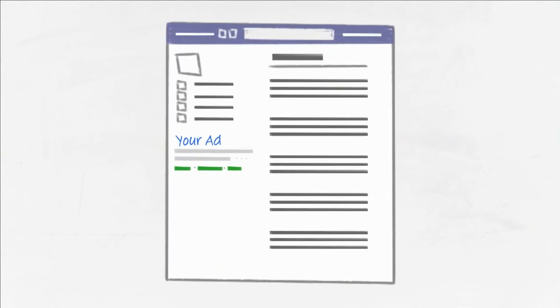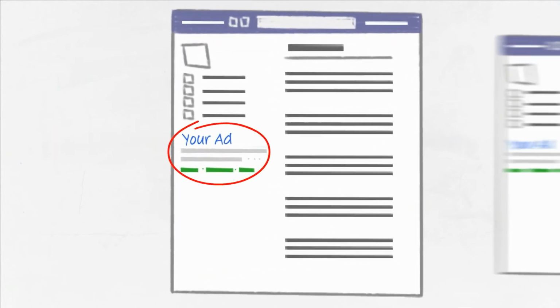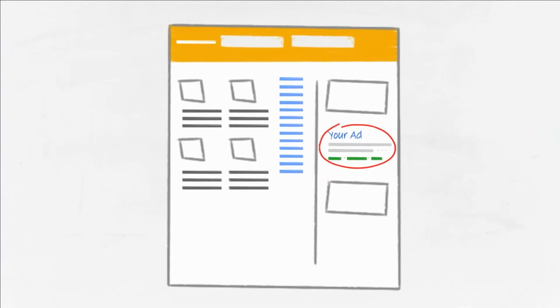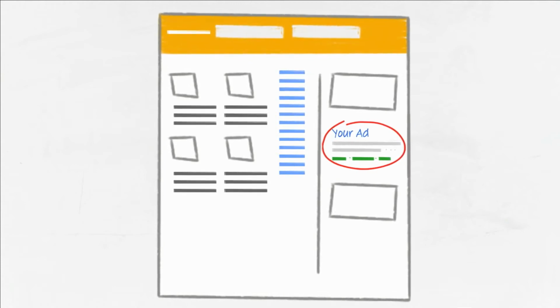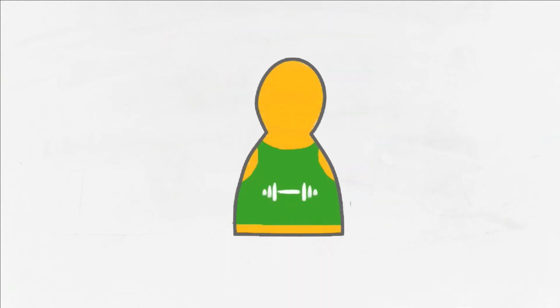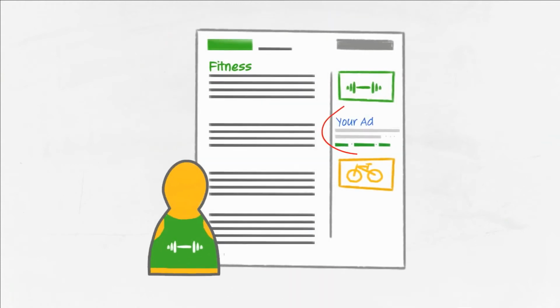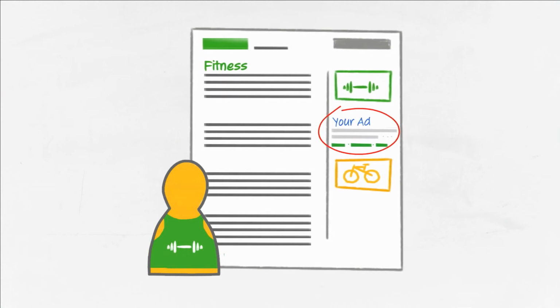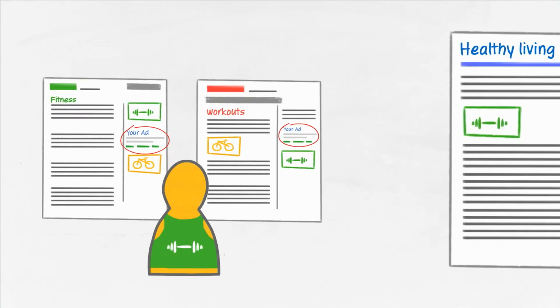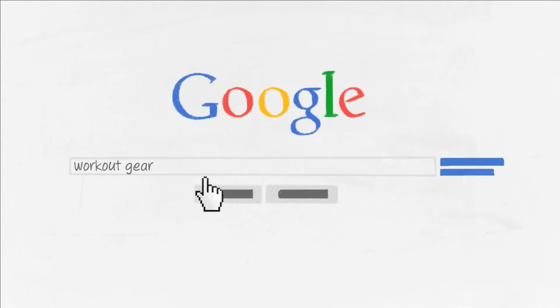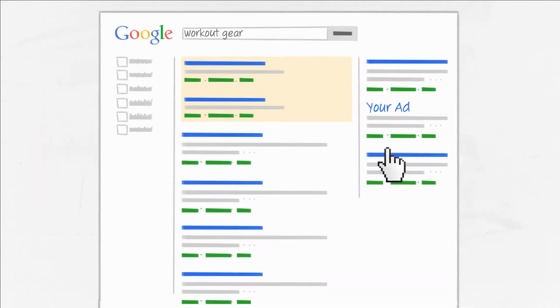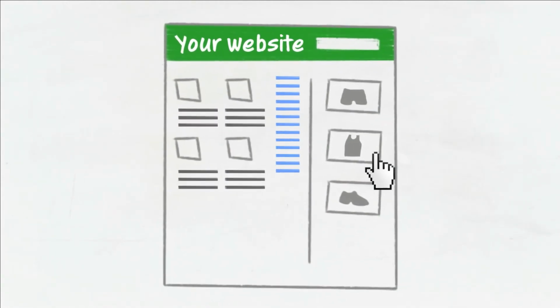With AdWords, you can also display your ad on thousands of sites across the web. Your ads will show up when potential customers are visiting sites related to the products and services you offer. For example, let's say you sell fitness apparel. Your ads might appear on sites that discuss fitness, workouts, healthy living, and related topics. Anyone browsing the web for new workout gear and learning about the latest fitness trend may be interested in buying from your site.